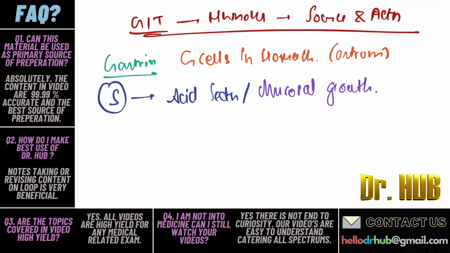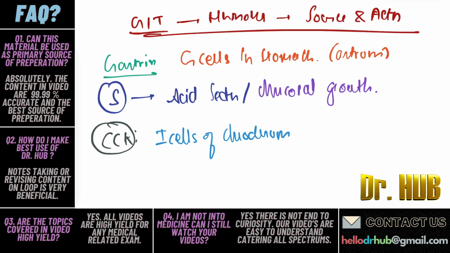Next, let's look at CCK. CCK is a very important hormone. In terms of CCK, the source is the I cells, and this is of the duodenum as well as the jejunum.